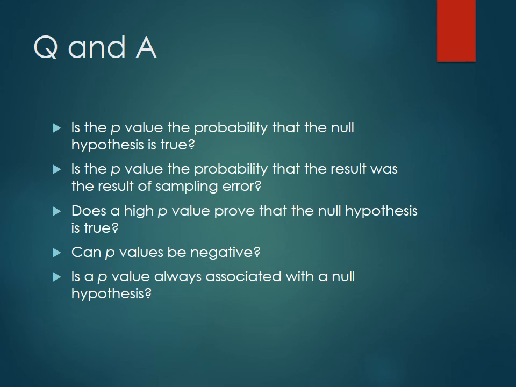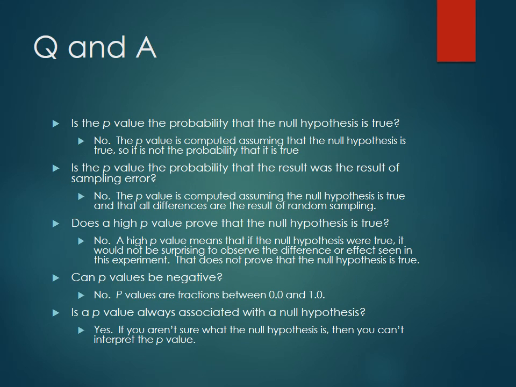Is the answer to this question yes? So let's see what they put here specifically. They put no still, right? So the p-value is computed assuming the null hypothesis is true and all the differences that result from random sampling, right? So just a little bit more technical terms there. And so then, a high p-value proves that the null hypothesis is true. Why is that false?